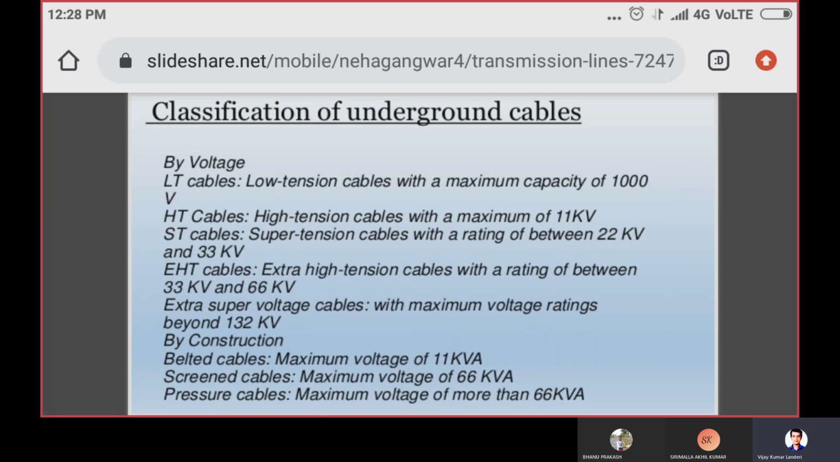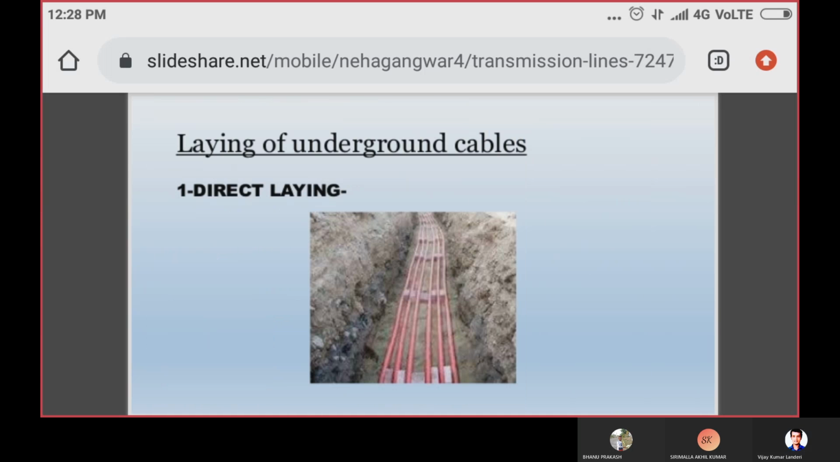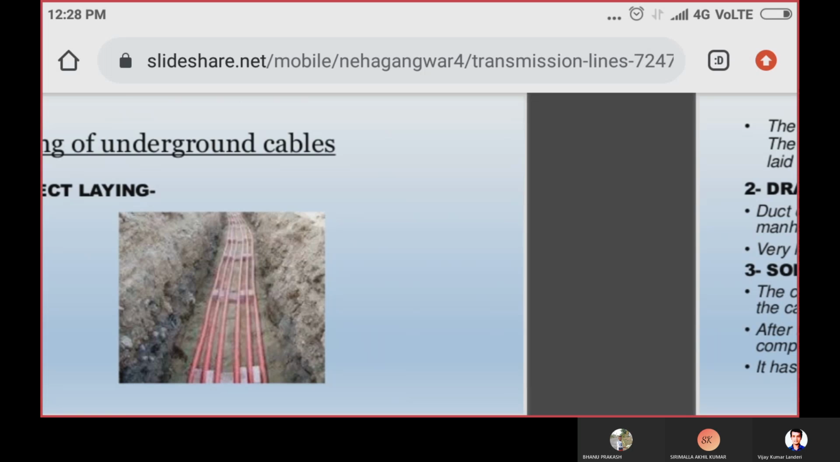The next one is by construction. By construction, we are classifying as belted, screen, and pressure cables. In belted cables, the maximum rating is 11 kV, in the case of screen cables it is 66 kV, and pressure cables are more than 66 kV. So this is how the underground cables are classified.